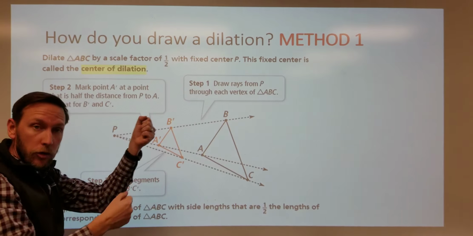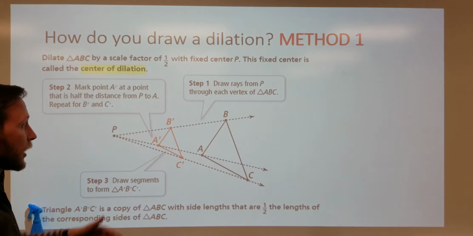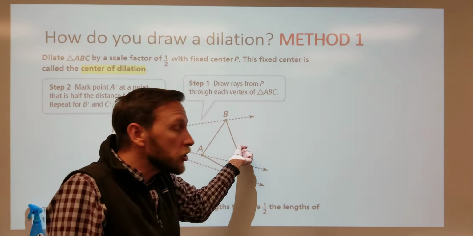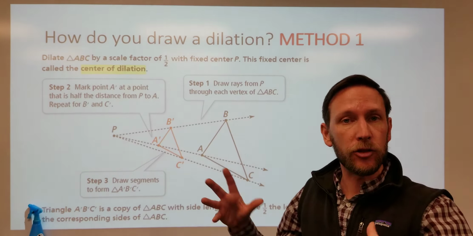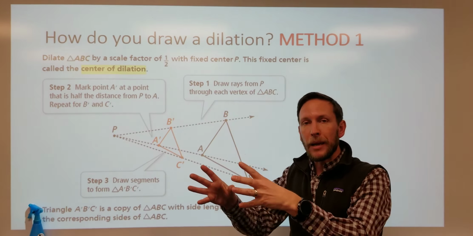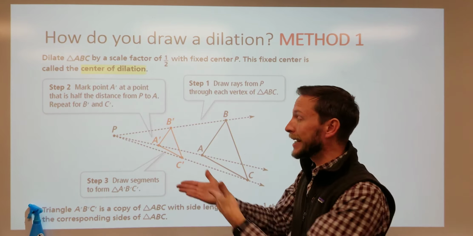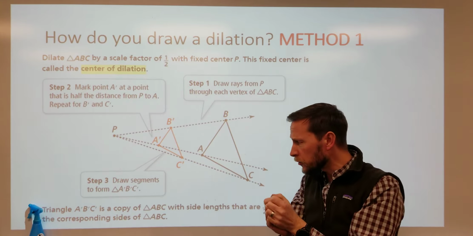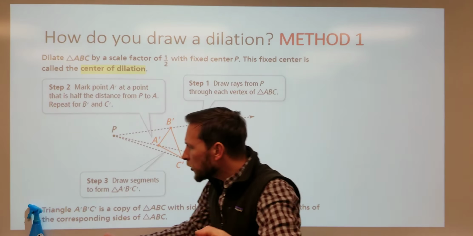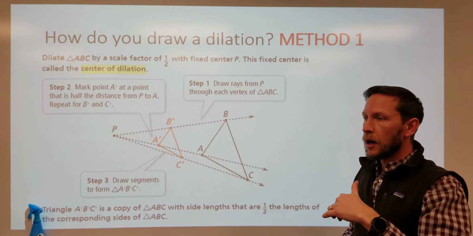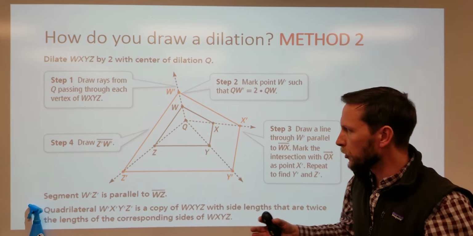All right? It does require that you measure, and it does require then that you connect those vertices using your straight edge. So this new triangle, this image, A prime, B prime, C prime, is a copy. It's a version of this original, but it's not a copy in that it's congruent. It's a copy in that it maintains the angle measures. But it's a scaled version, a scaled down, in this case, a scaled down version is a smaller version of that original. The other method that we would approach would be using more of a geometric approach, okay?